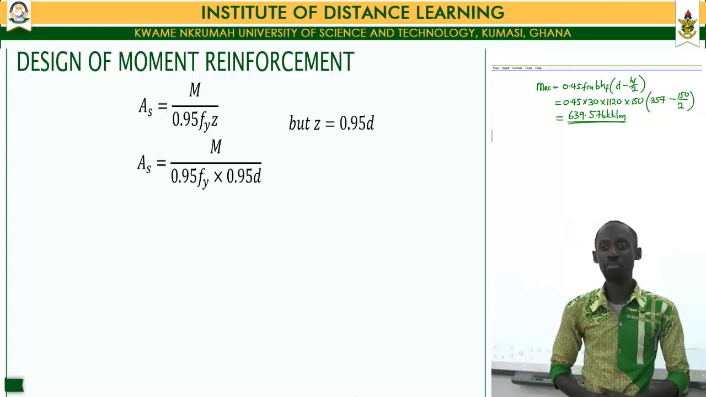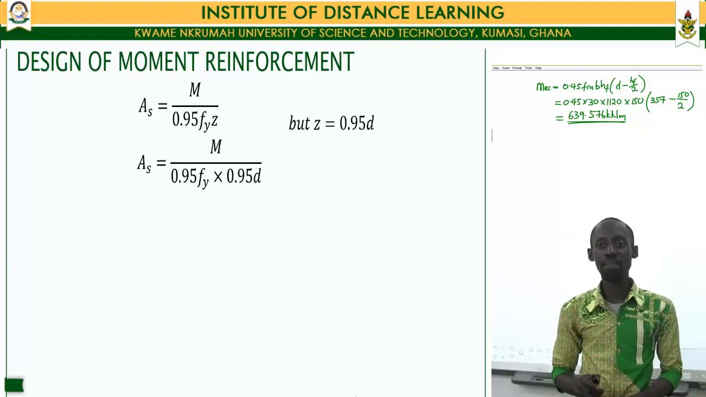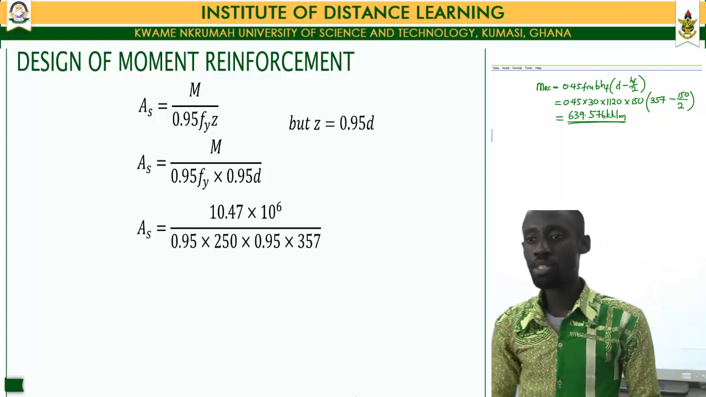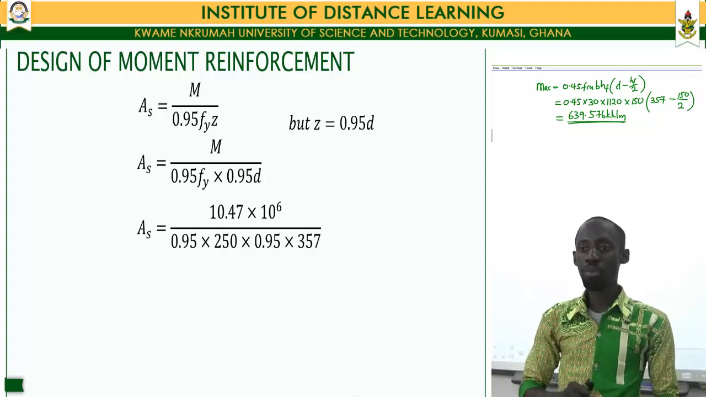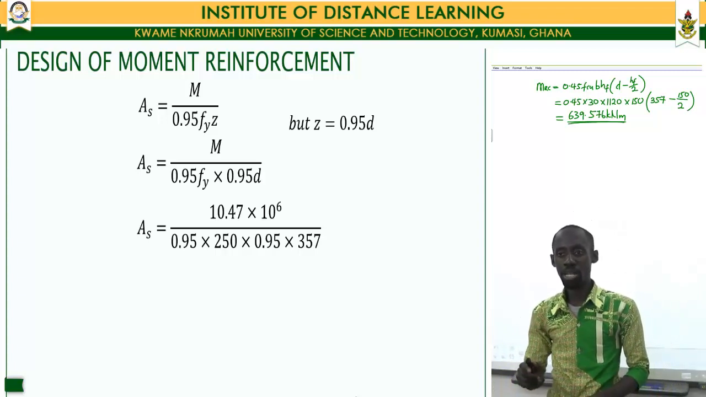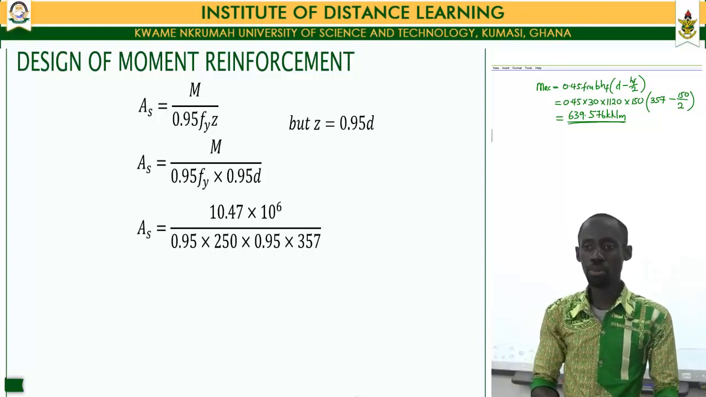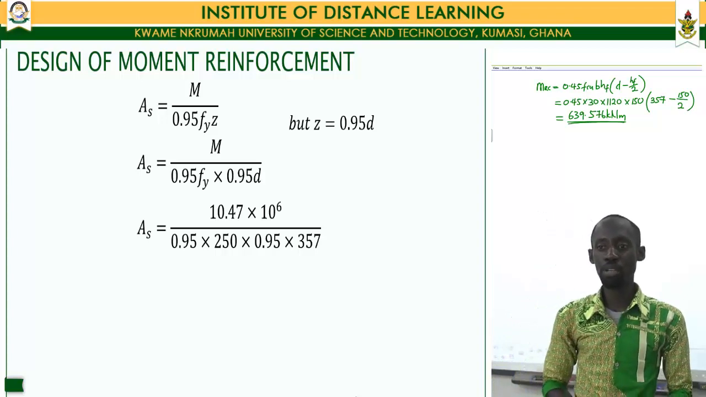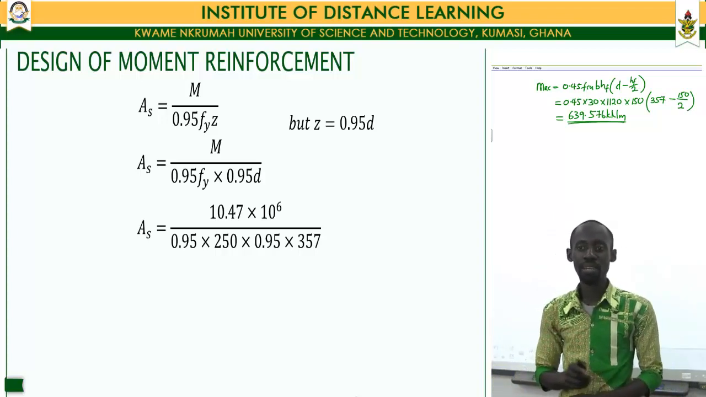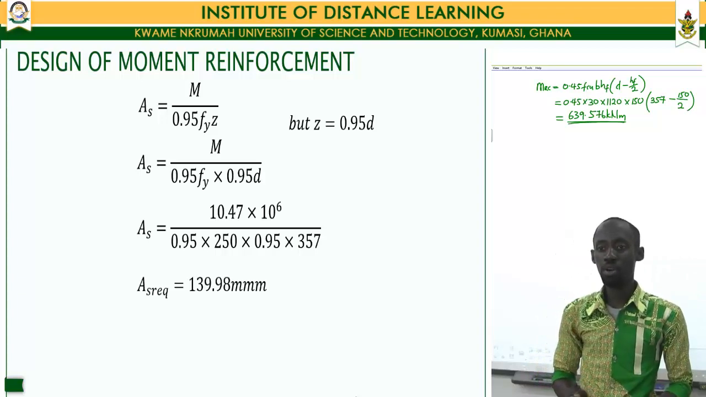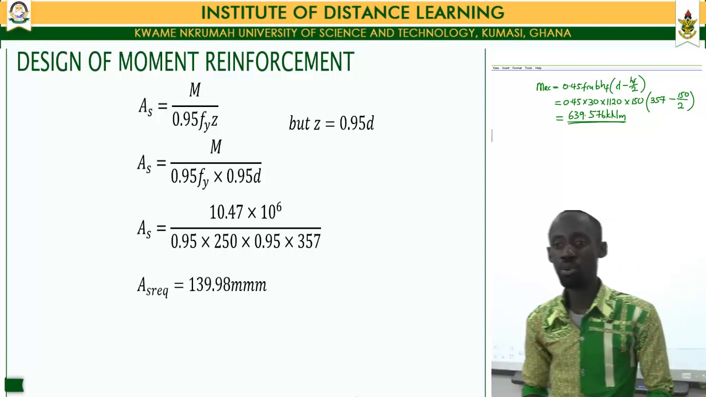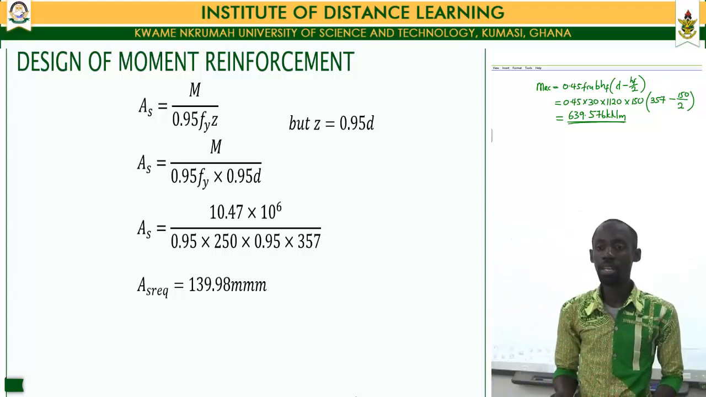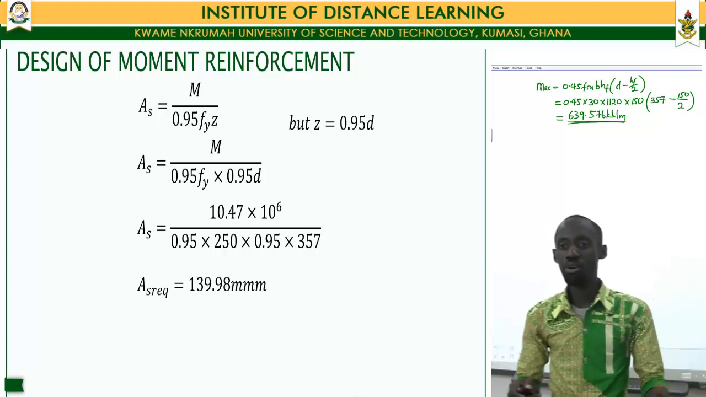So our area of steel now becomes our moment divided by 0.95 Fy multiplied by 0.95 of our effective depth. Substituting the values gives our moment value, which is 10.47 multiplied by 10 to the power 6, again converting from kilonewton meter to newton millimeter, divided by 0.95 multiplied by 250 multiplied by 0.95 multiplied by 357, which gives us a final area of reinforcement of 139.98 millimeters squared.